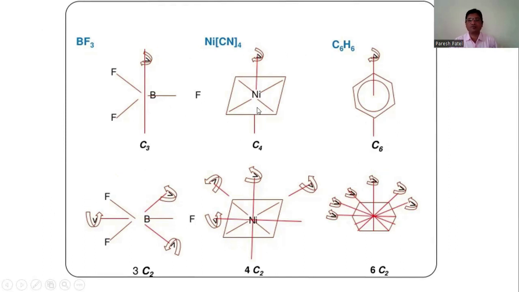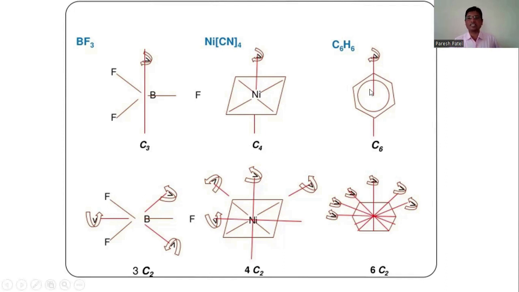This is the [Ni(CN)4]2- complex. In case of the [Ni(CN)4]2- complex, this imaginary axis is C4. Why C4? If we rotate these molecules along this imaginary axis around 90 degrees, we get the equivalent orientation position. So the order of axis in case of the [Ni(CN)4]2- complex is 4. So this symmetry element can be recognized as C4.